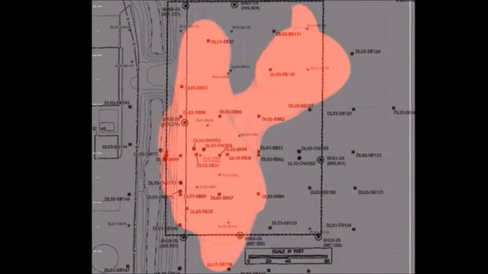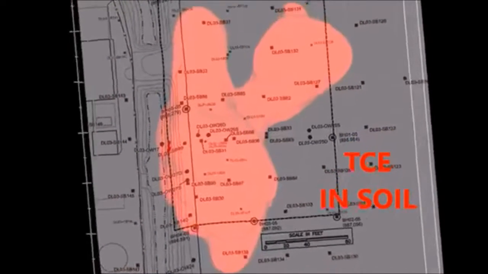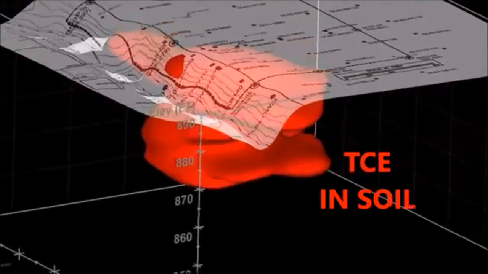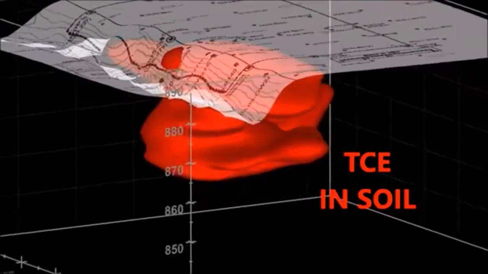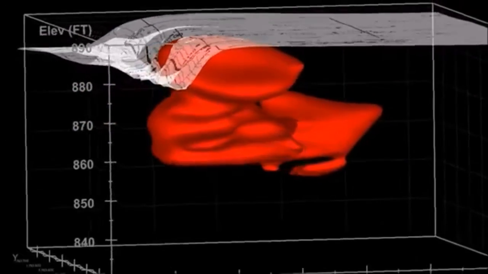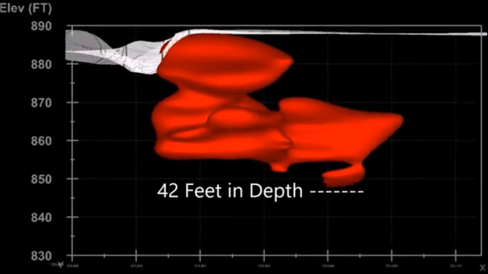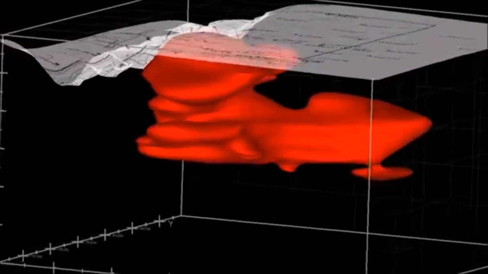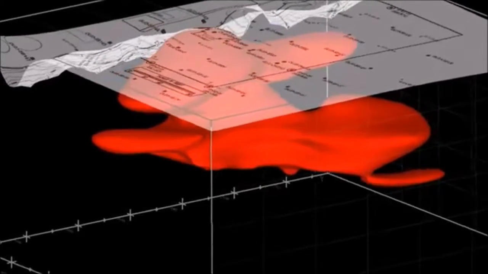The red mass represents subsurface soil contamination from a spill of trichloroethylene, or TCE. The mass was created by statistically modeling analytical data from over 200 subsurface soil samples. For a more detailed animation about the 3D modeling, please click on the link above.